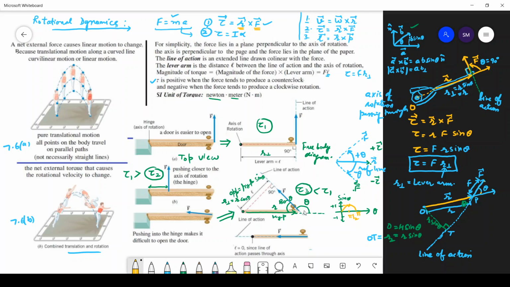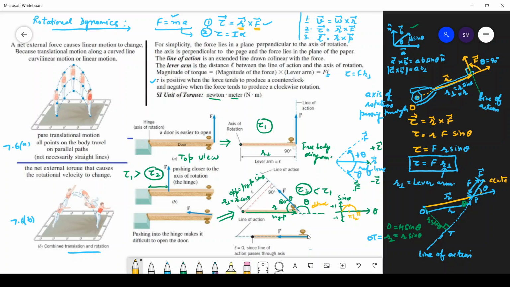If you increase or decrease the angle, meaning if you are taking an acute angle, like in this case it was acute, and here the angle was obtuse, either taking an acute angle or an obtuse angle, in both the cases sine theta will decrease, so the torque will decrease. Got it, students? And now let us take this figure.